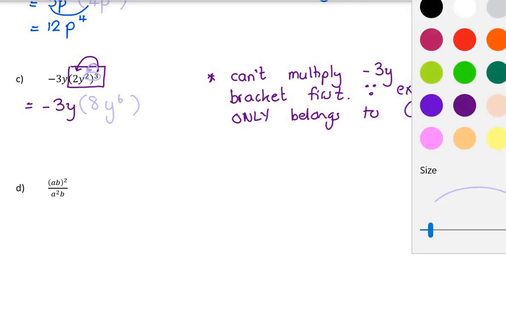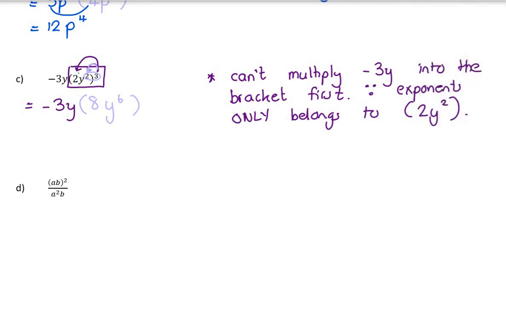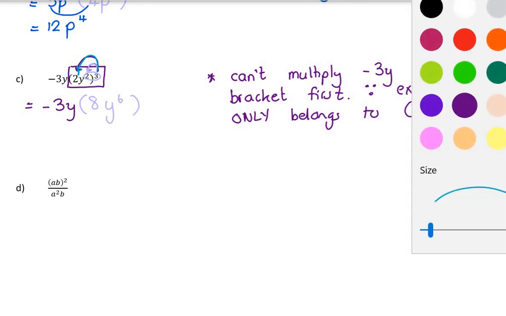Now the reason for that is there technically is an invisible little 1 there. So you are using law 3. You're saying when I raise a power to another power, I multiply. So it's 1 times 3, which is 3. So it's 2 to the power of 3. So just be a little bit careful.